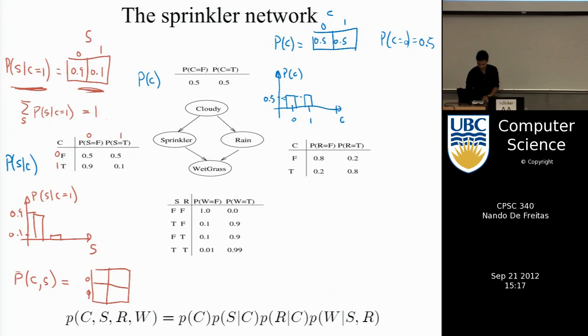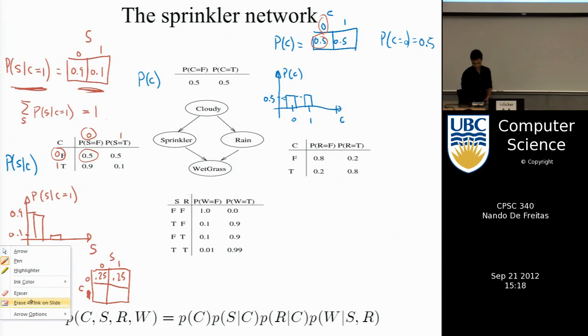Zero, 1, 0, 1, this would be S here, this will be C here. But then the numbers are the probability. So the first entry in the first cell, 0, 0, is the probability of C being 0 and S being 0. So it's the probability of both being 0, both being false. And that's just 0.5 times 0.5, because we have a 0.5 here, times a 0.5 here. So that will be 0.25. This one is 0.25.